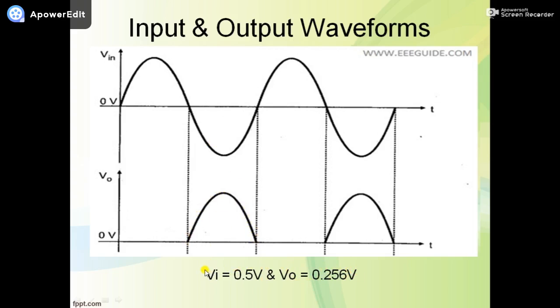Okay. And as we know the concept of precision rectifier, if I apply Vi is equal to 0.5 volt, and this 0.5 volt is less than the 0.7 volt cut-in voltage of the silicon diode, because the precision rectifier is used to rectify a very low amount of voltage, that is below 0.7. So at that time the output voltage is 0.256 volt. This is the rectified output voltage.